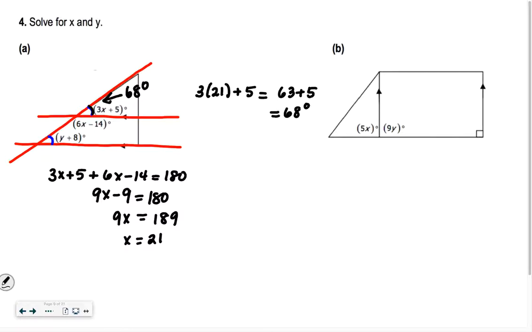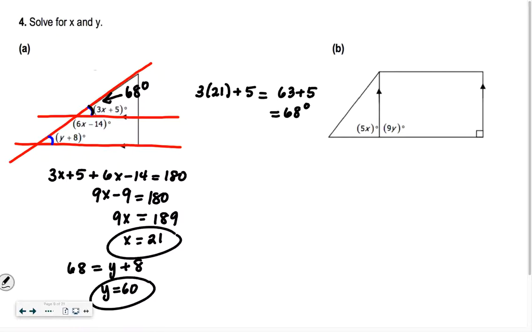Does that help us? Can we find y now? Set up an equation to find y. Cam, you got it? Yep. 3x plus 5, well, not 3x plus 5 because I already found that, right? It's 68. 68 is equal to y plus 8. What did you get? 60? Yeah, so x equals 21, y equals 60. Do you guys see what I'm saying? So sometimes you use one equation to solve, to plug back in and find an angle to find the second variable.